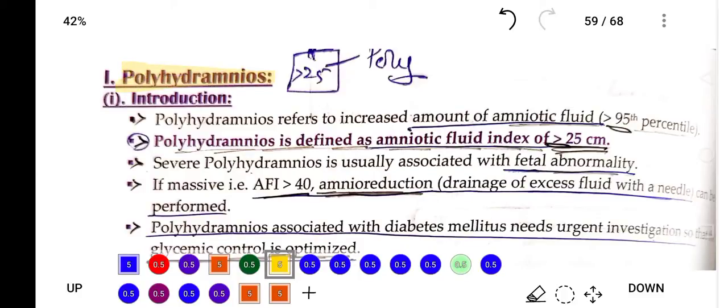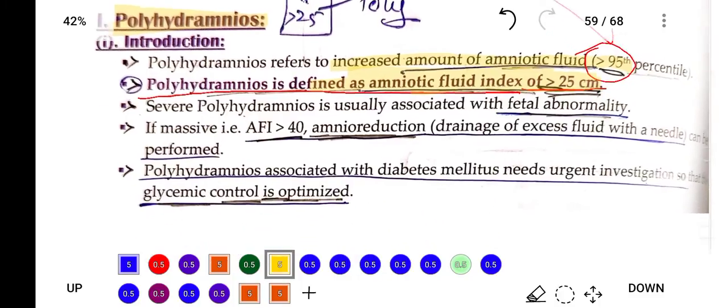Polyhydramnios is a condition in which an increased amount of amniotic fluid occurs. Amniotic fluid will be greater than the 95th percentile, and polyhydramnios is defined as an amniotic fluid index greater than 25 centimeter. That condition is known as polyhydramnios.